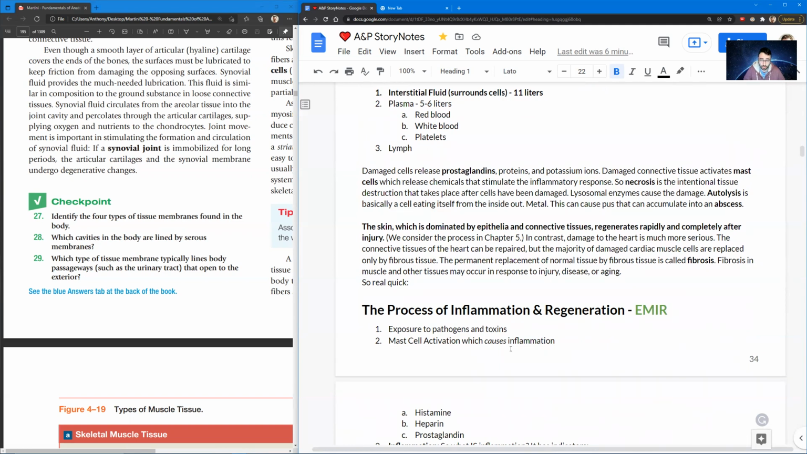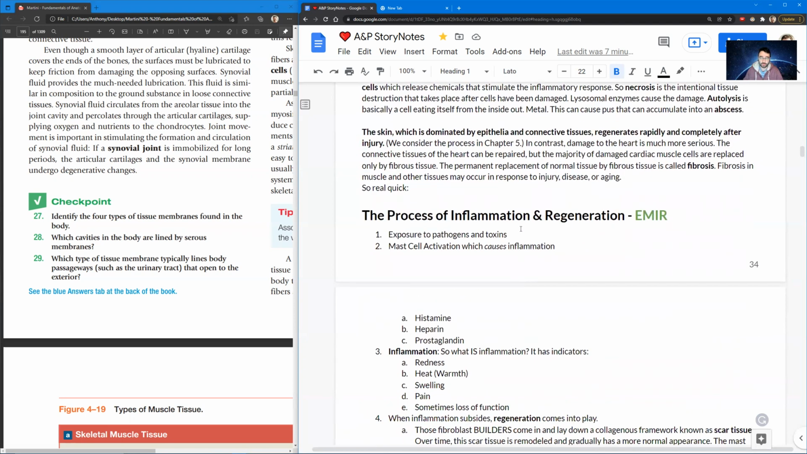Damage to the heart, though, is much more serious. Connective tissues of the heart can be repaired, but the majority of damaged cardiac muscles are replaced only by fibrous tissue. So the permanent replacement, that's called fibrosis. Fibrosis in muscle and other tissues may occur in response to injury, disease, or aging.